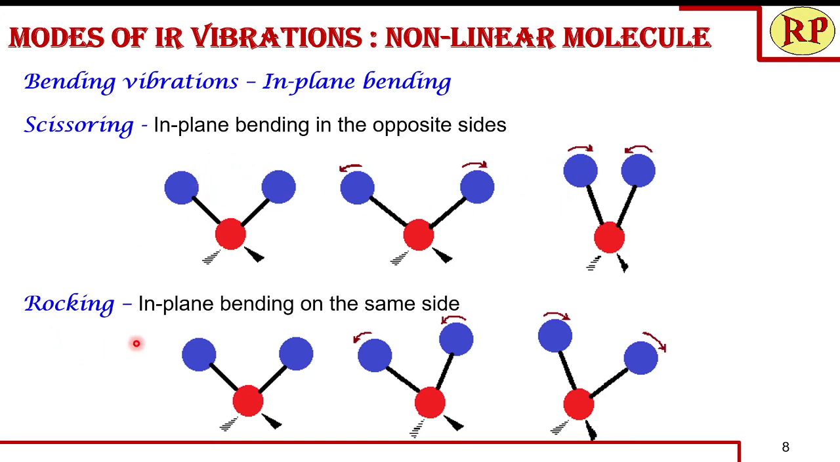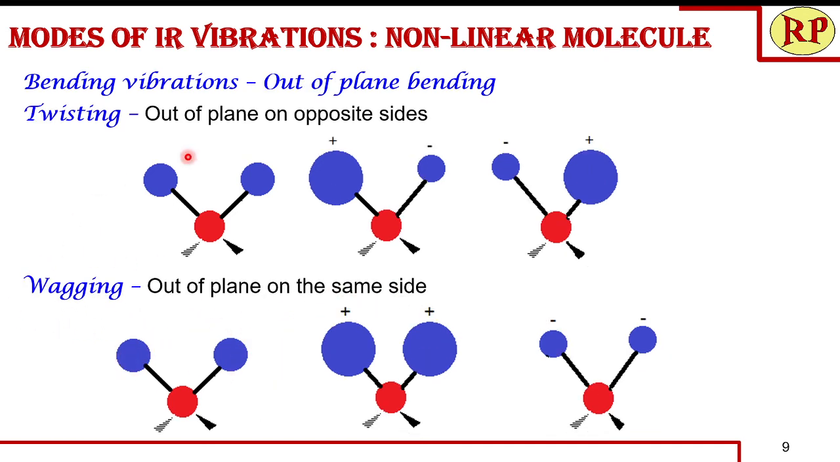But in rocking, here also all the three atoms will be on the same plane, but both the atoms will move towards one side itself. See, both the atoms are moving towards the left hand side, or both the atoms are moving towards the right hand side. This type of bending vibration we call rocking.